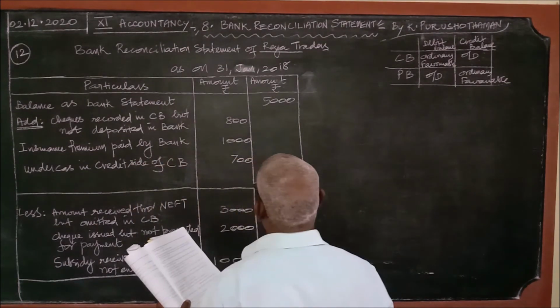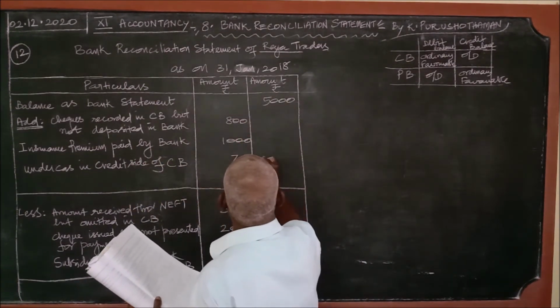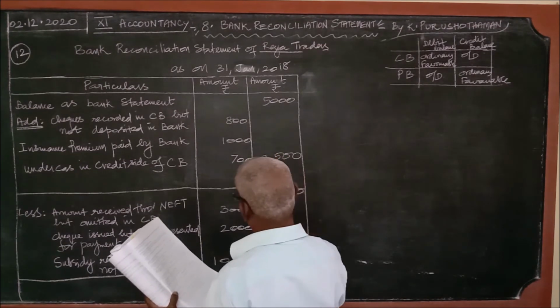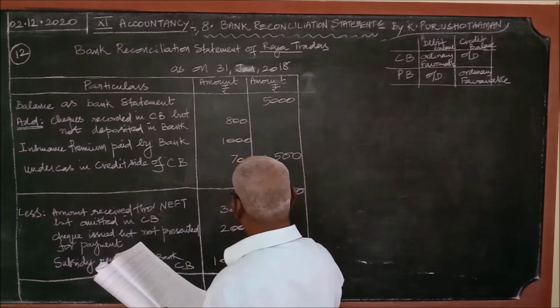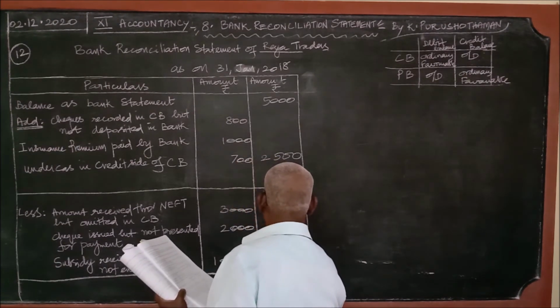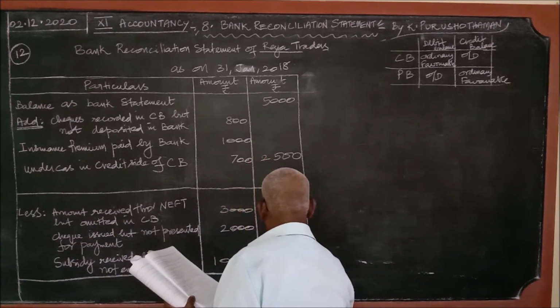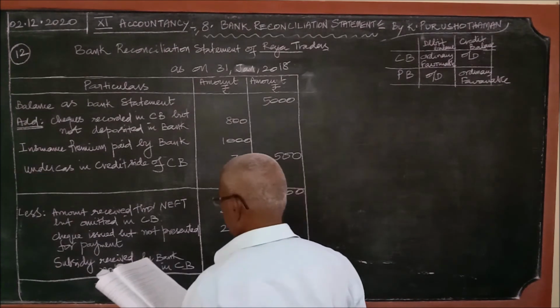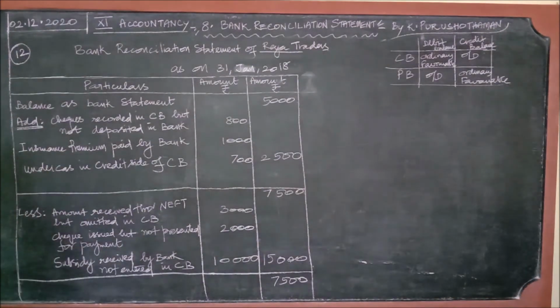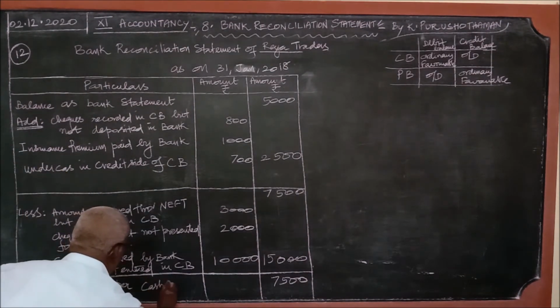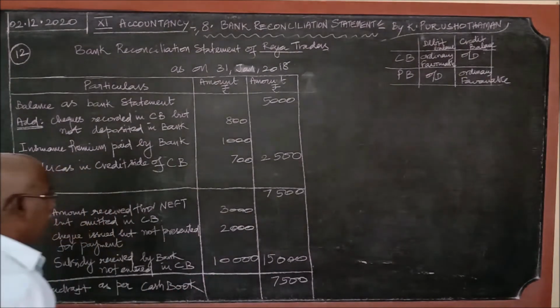So you find the total of these three, 2,500. The total will be 7,500. Here this is 15,000 total. From this you should minus this, so 7,500. Therefore, it is overdraft as per cash flow.